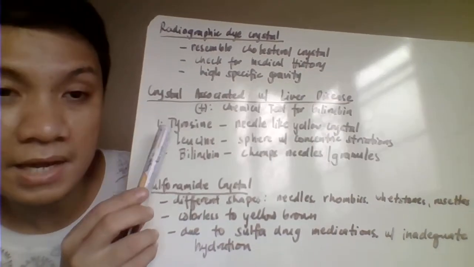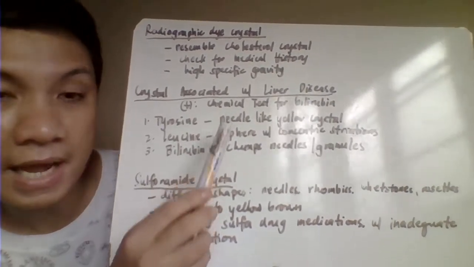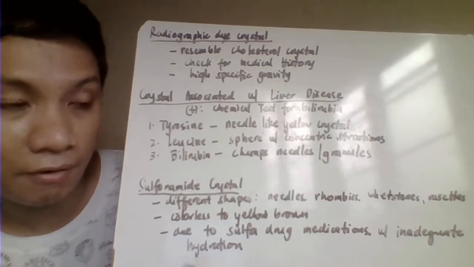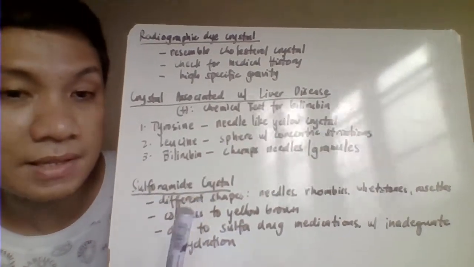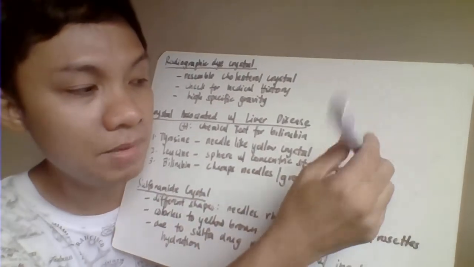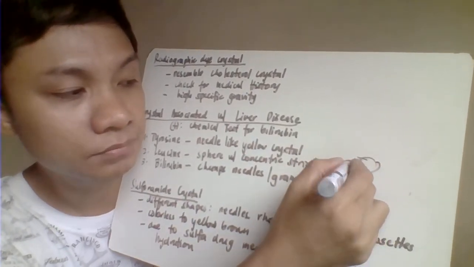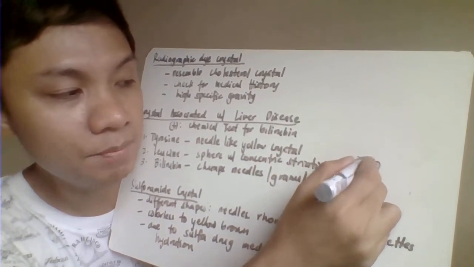Okay, so first one, tyrosine crystals appear needle-like and yellow in color. Leucine is a sphere with concentric striations, so it looks like a circle with rings, okay, like that.